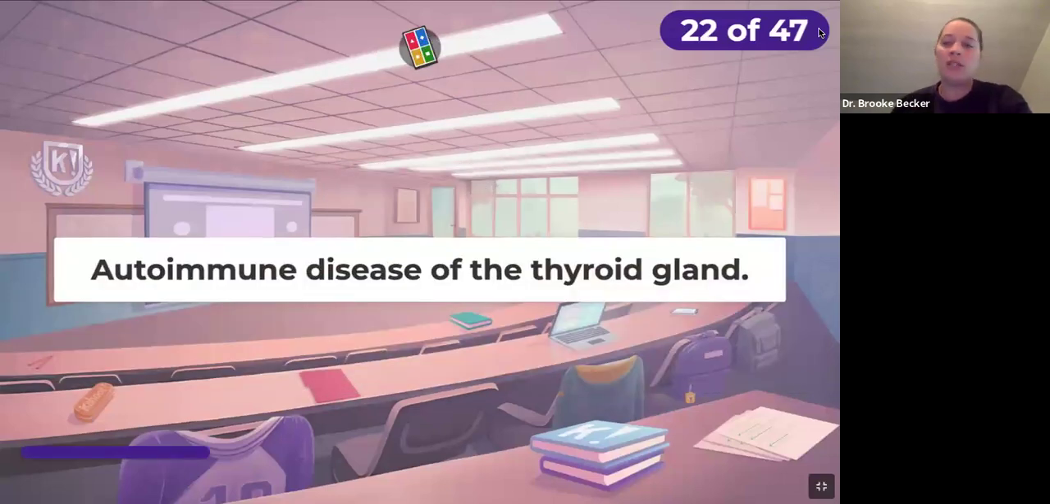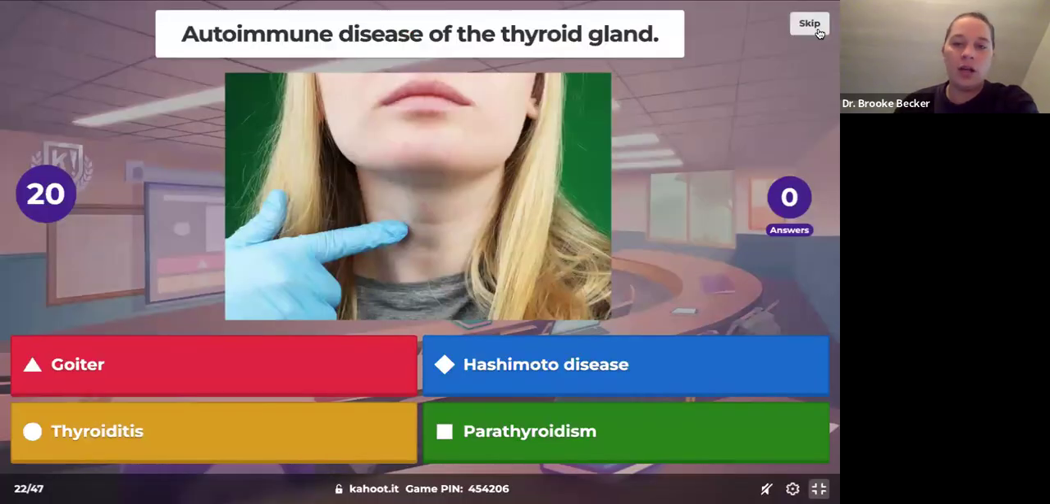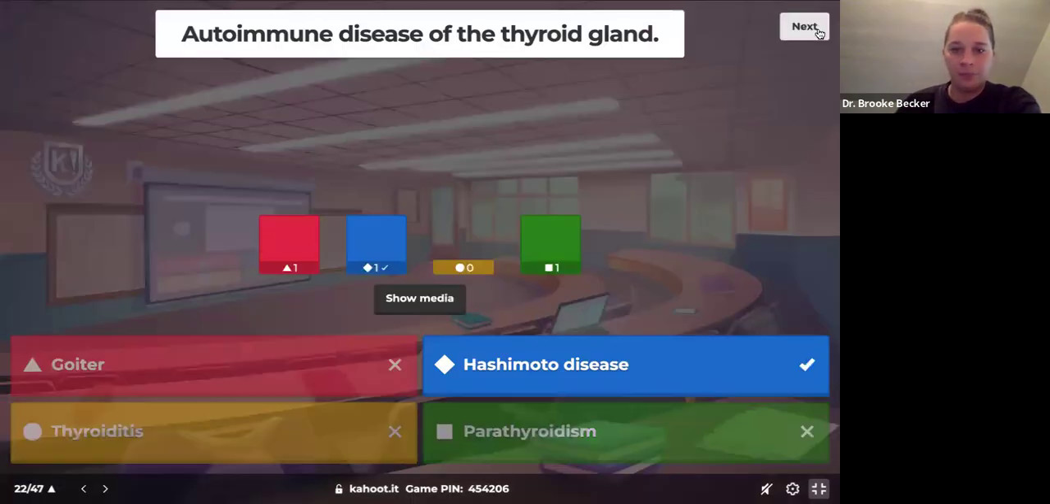Okay, an autoimmune disease of the thyroid gland. Goiter, Hashimoto's disease, thyroiditis, or parathyroidism. Hashimoto's thyroiditis or Hashimoto's disease is the autoimmune form of the thyroid gland. Good.